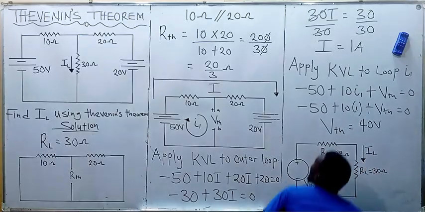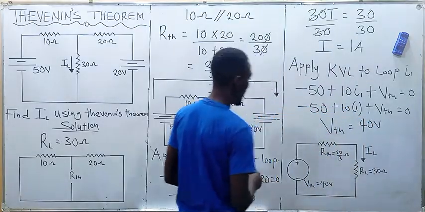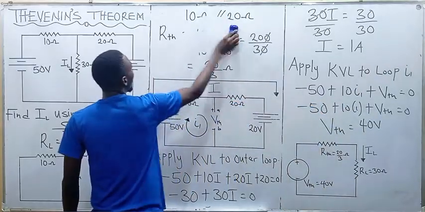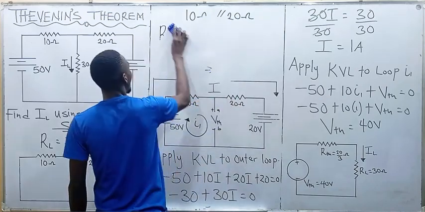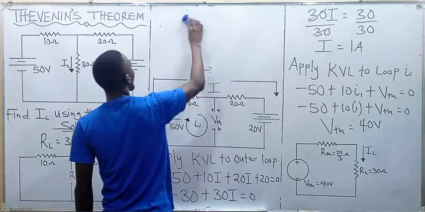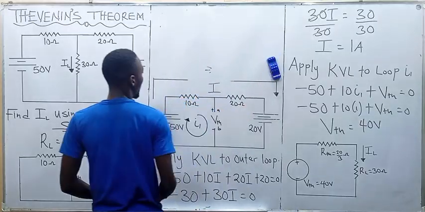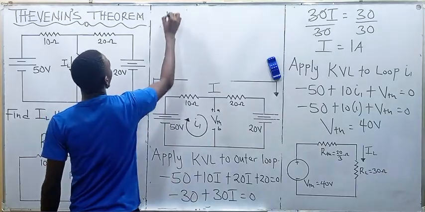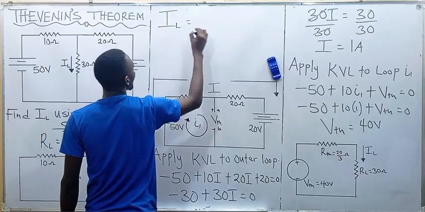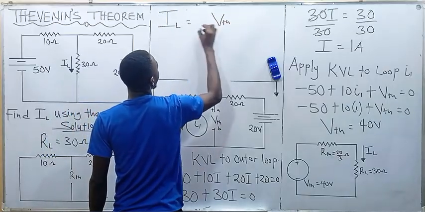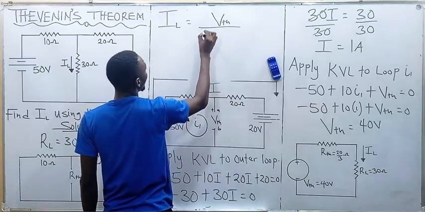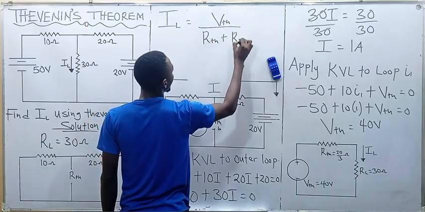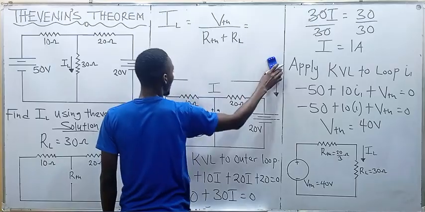So I hope you still remember the formula that we are going to use. All right, so just apply Ohm's law and then you are done. So if I apply Ohm's law, our load current will be equal to the Thevenin voltage all over what? All over the Thevenin resistance plus the load resistance.